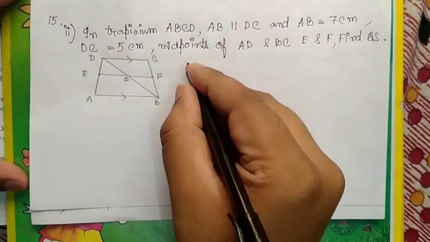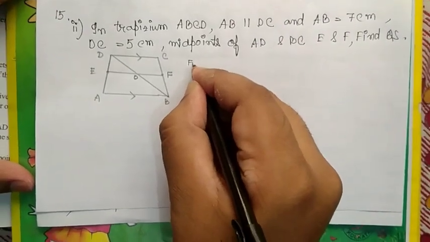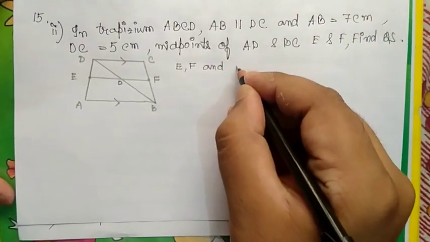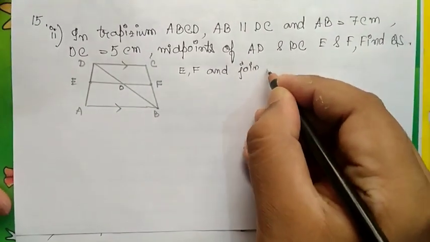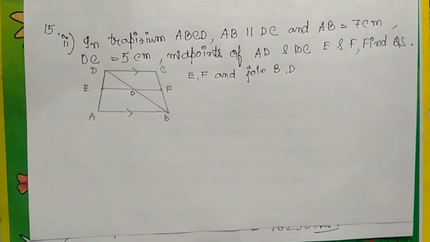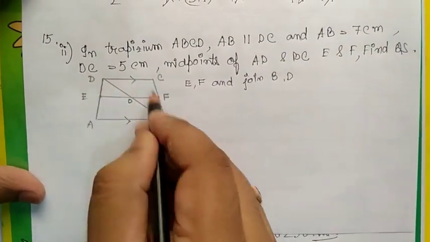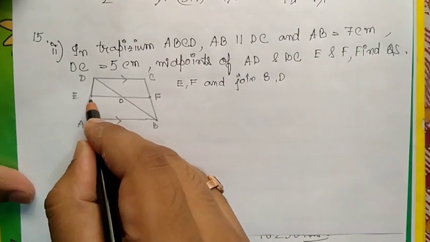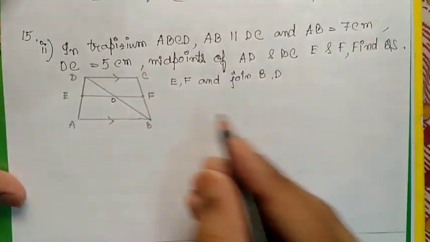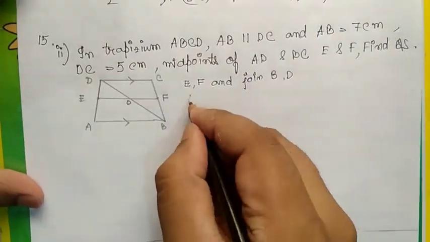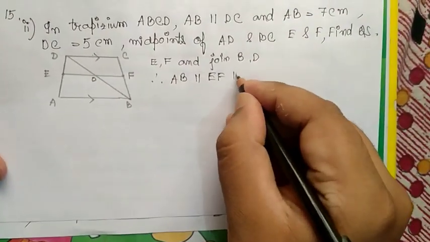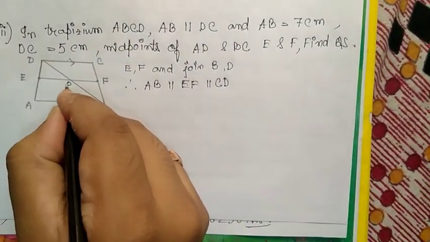Here first of all we have to join EF and join BD, which is the diagonal of this trapezium. Now in a trapezium, if the midpoints of the two unequal sides are joined, this line should be parallel to these two sides. So we can write AB parallel to EF parallel to CD. Now this is point O.